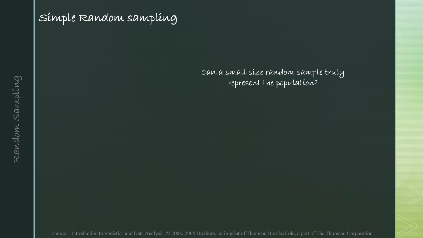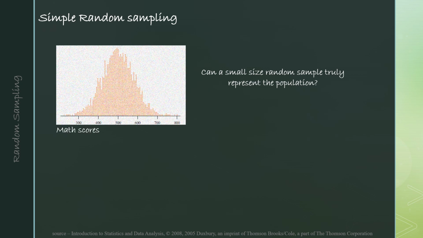Can a small size random sample truly represent the population? Considering the size of the simple random sample, which can be as low as 1% or so, it is natural that one wonders if the sample can truly represent the population. Evidence shows it can. Here is an example of the dot plot of the math scores of 5,000 candidates, which is the population in this case, applying for a state university.